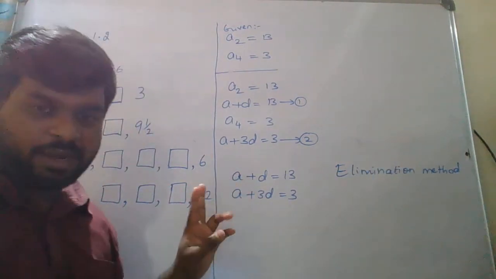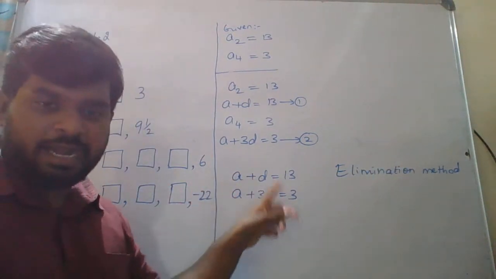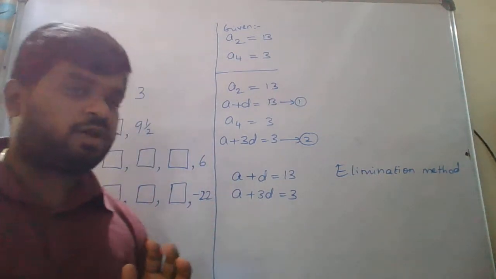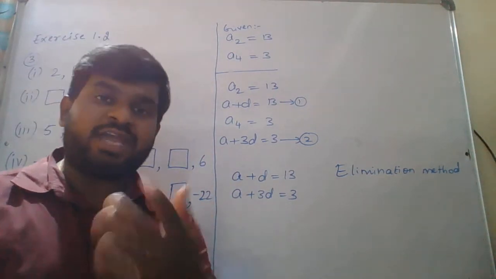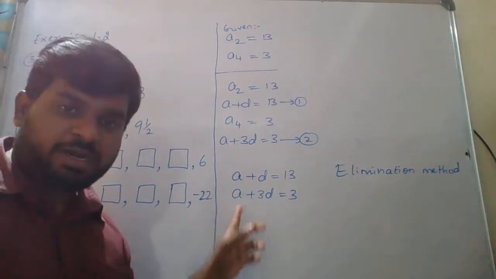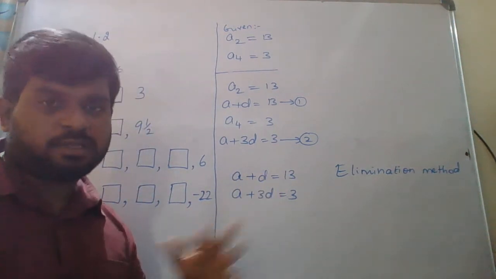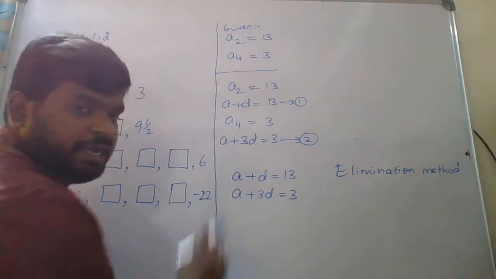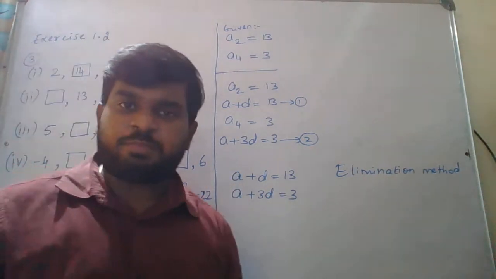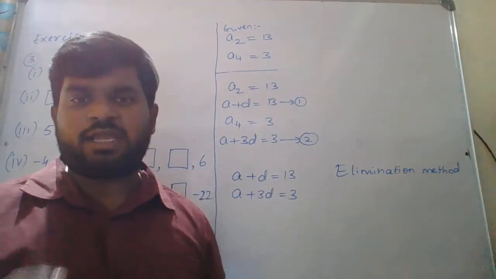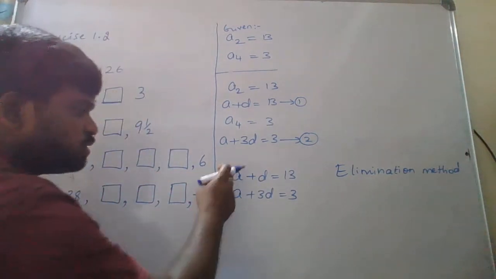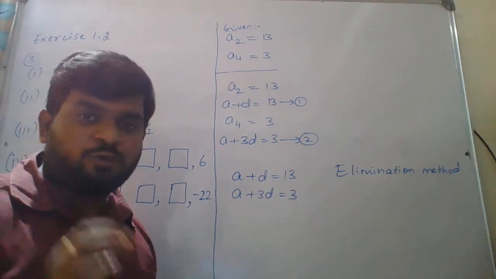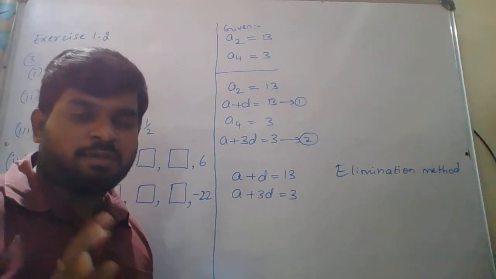So there are two variables here, A and D. Out of these two, we are going to eliminate something. It's your wish. You can choose to eliminate A or you can choose to eliminate D. I will choose to eliminate A. Again I repeat, it's your wish. You can take A or D, anything to eliminate. I'll choose A. After choosing the variable, you have to check whether the coefficient is same or not.